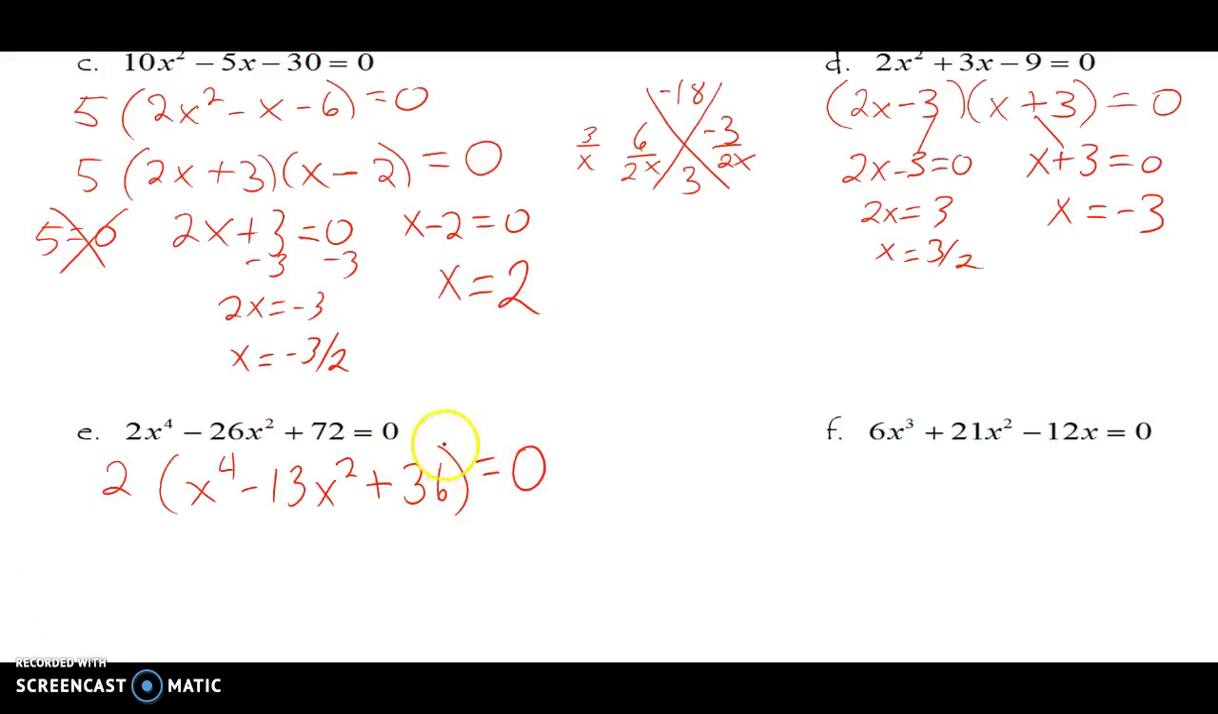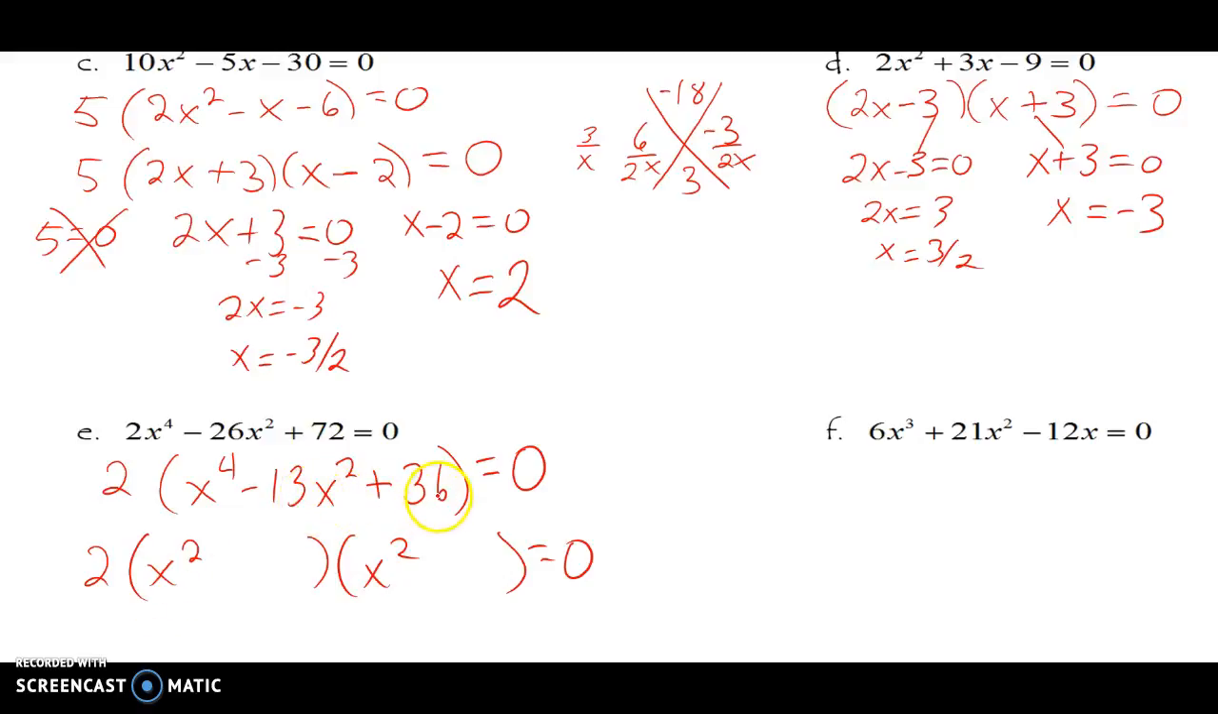Okay, so take out the GCF of 2. Now I want to factor this part. So x to the 4th would be x squared and x squared. And the reason it's not, for example, x cubed times x is because that middle term is x squared.